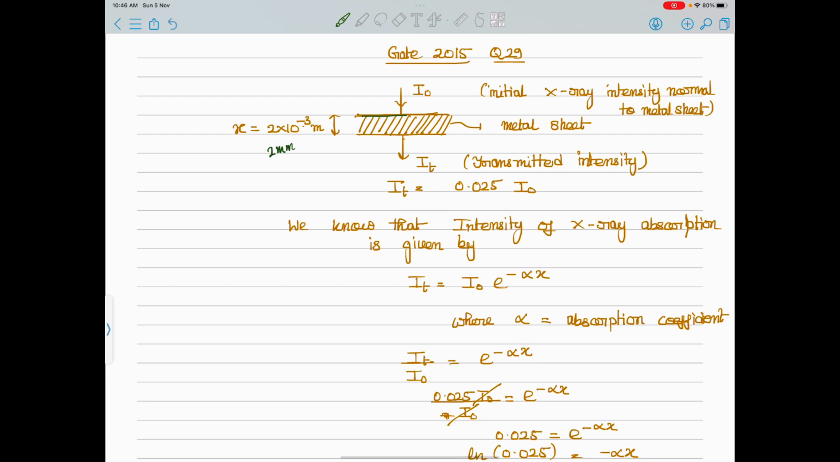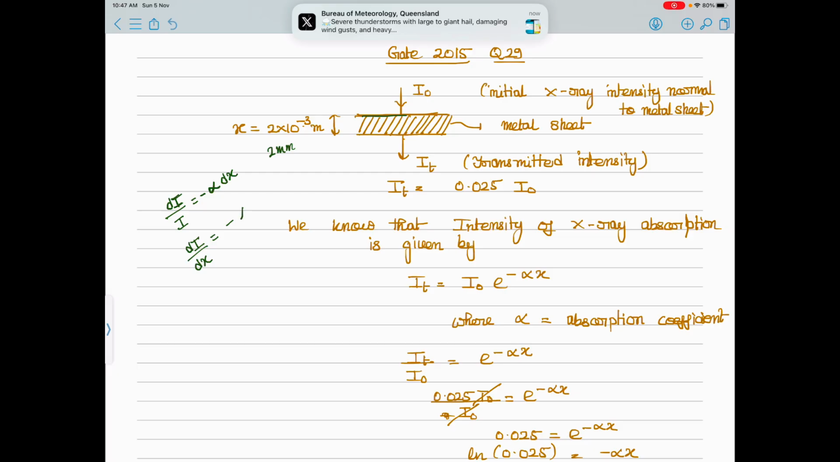Now the amount of intensity change which happens when the X-ray is passed through this metal sheet is dI. Suppose the change in intensity is dI. So dI to that of the original intensity is some alpha times dx, with some negative sign. This is the actual thing: the intensity decrease with x is minus alpha times I.